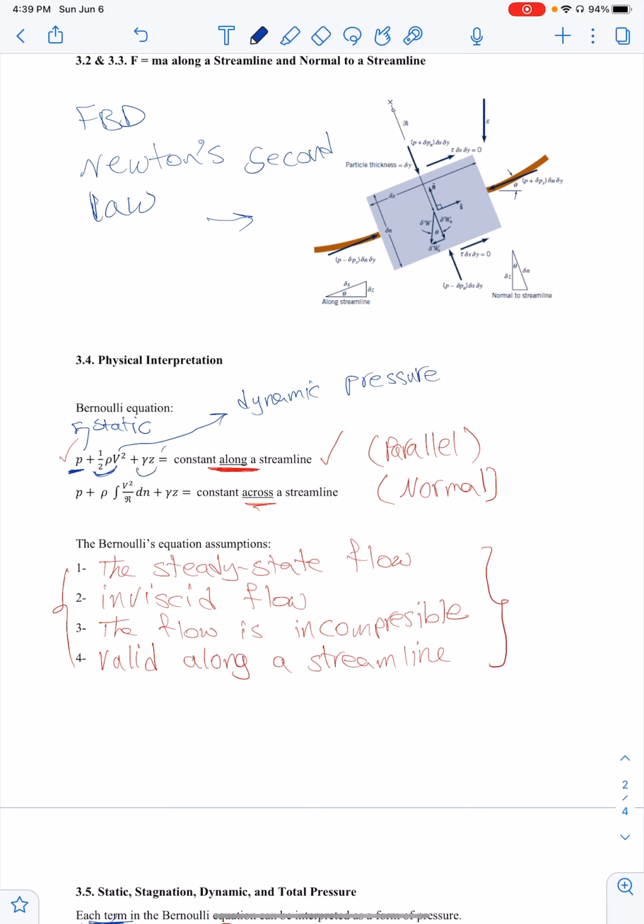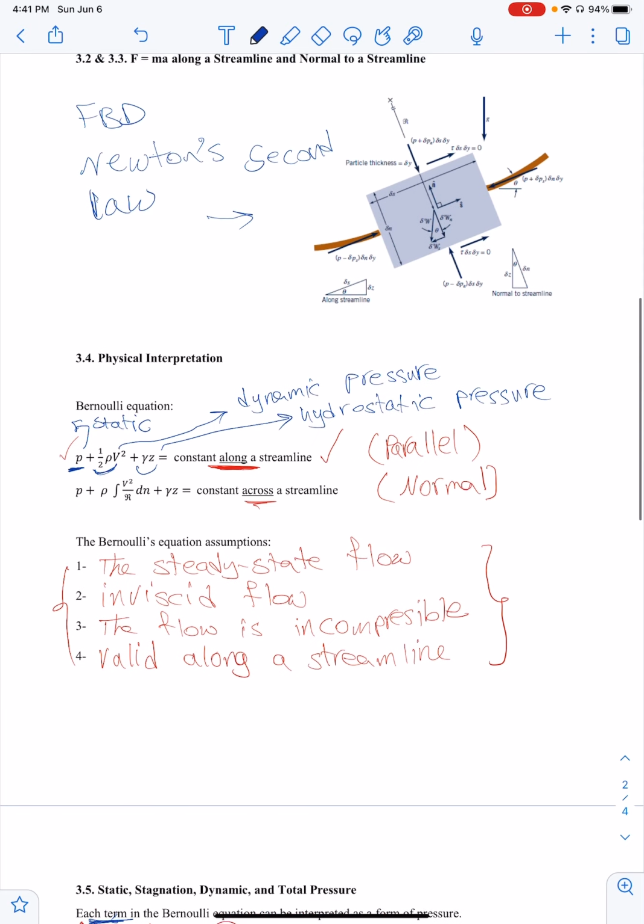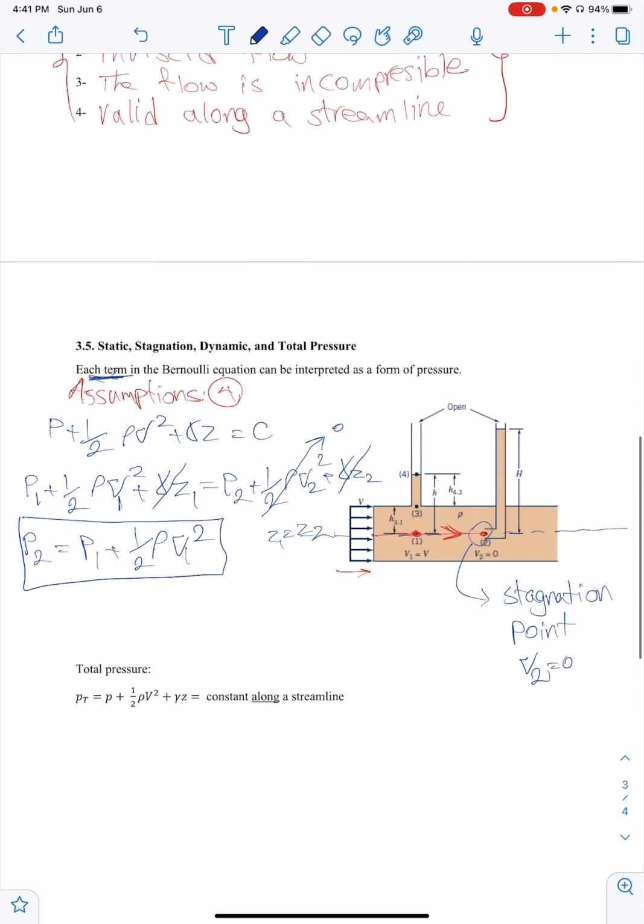And this term right here, we had it in the previous chapter. This is hydrostatic pressure, which is due to the potential energy variations of the fluid as a result of the elevation changes. So these are the pressures that we have.